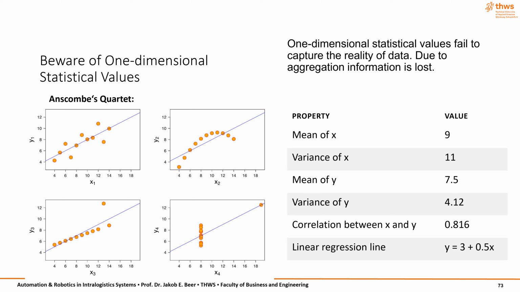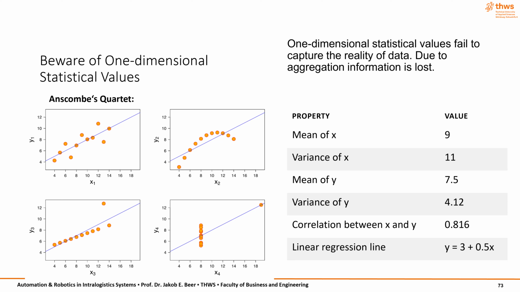But here's the twist. If we calculate simple summary statistics for these four data sets, we get exactly the same values. On the right side of the slide, you see these numbers. The mean of x is 9 for all four data sets. The variance of x is 11. The mean of y is 7.5. The variance of y is 4.12. The correlation between x and y is 0.816.